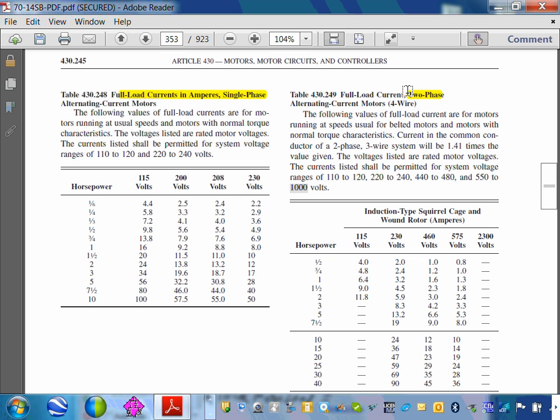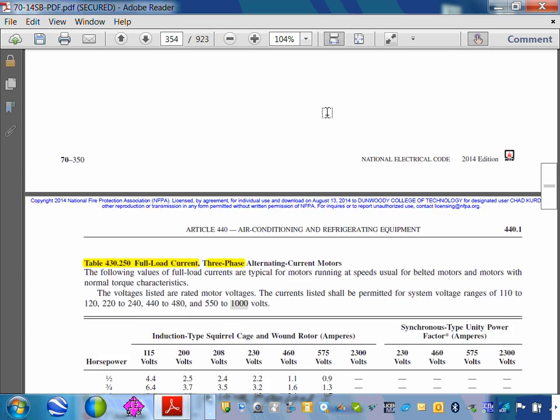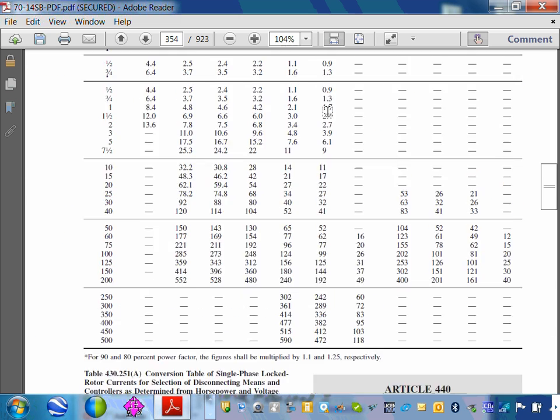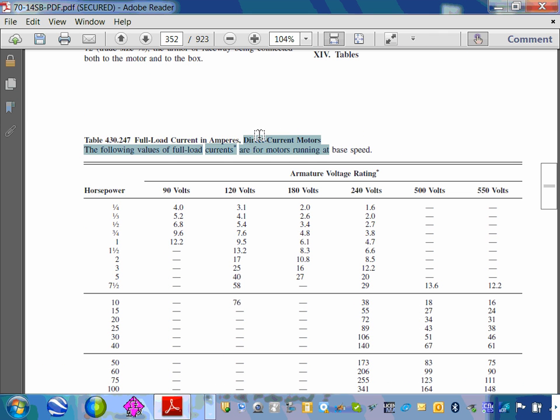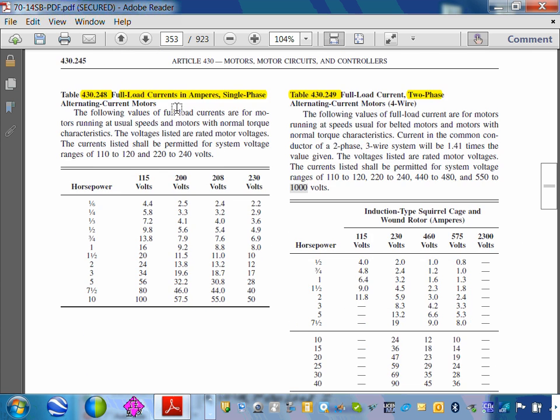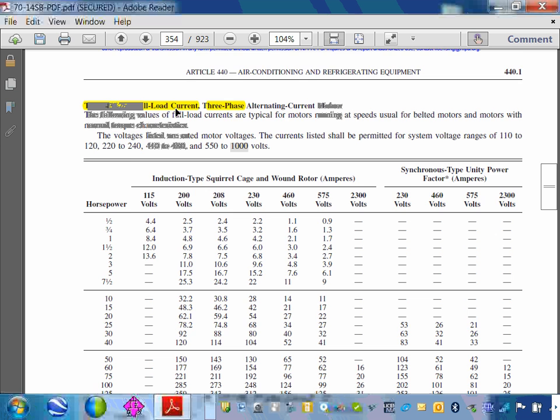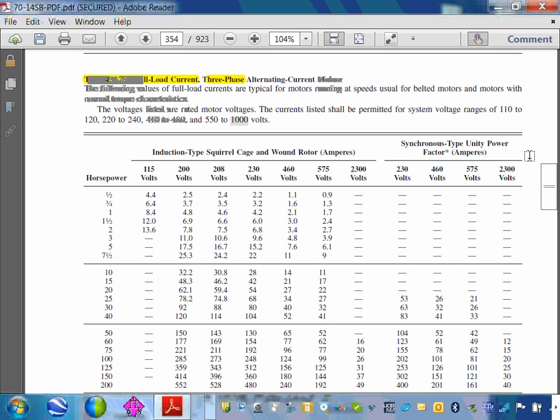So if your motor is single-phase, you go to this table. If it's two-phase, you go to this table. They're all the same. If your motor is three-phase, you go to this table. And before that is DC, isn't it? If your motor is a DC motor, you go to this table. So the type of motor matters. You did DC motors, AC single phase, and three phase. You didn't do two phase because we don't use them anymore. There's one building, I think, that has two phase. All right, so let's go.